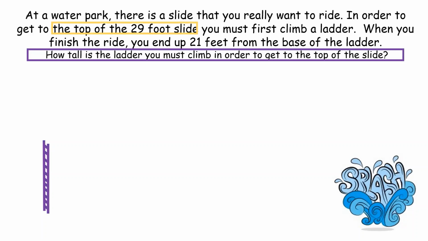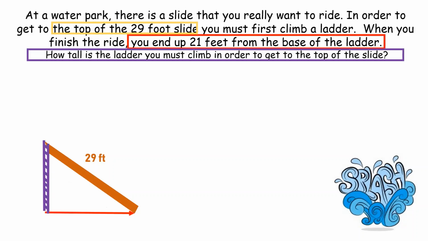However, we do know that there is a 29-foot slide. We're going to represent the slide with the 29 feet. And we also know that when you finish the ride, from the ladder to the slide, there are 21 feet of space. Okay, so we're going to represent that with that red arrow, and we'll label it 21 feet. I will locate my 90-degree angle, and I will draw my arrow, which then lets me know that 29 feet is my diagonal, which is my C side. I am missing my A side.